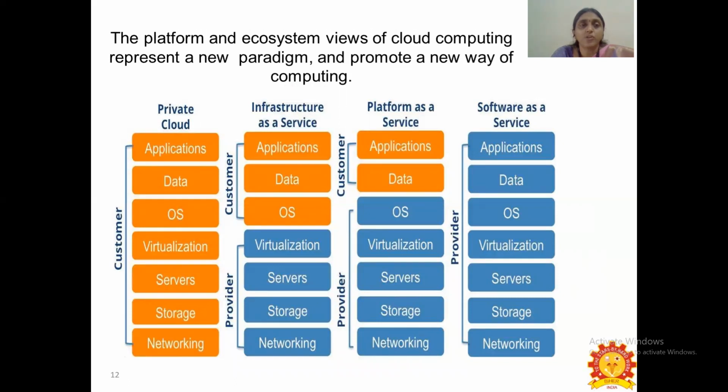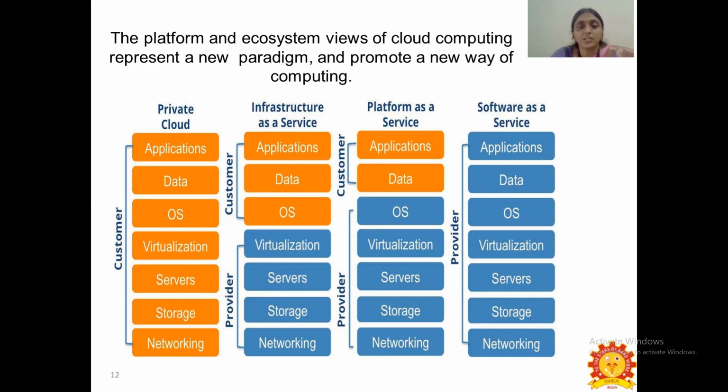And here is the diagram for the platform and ecosystem views of cloud computing, which represent a new paradigm and promote a new way of computing. Here the private cloud includes applications, data, operating system, virtualization, servers, storage, and networking, and the customer takes control over all parameters. And in infrastructure as a service, the customer takes control over the applications, data, and operating system, and the other parameters are controlled by the provider.